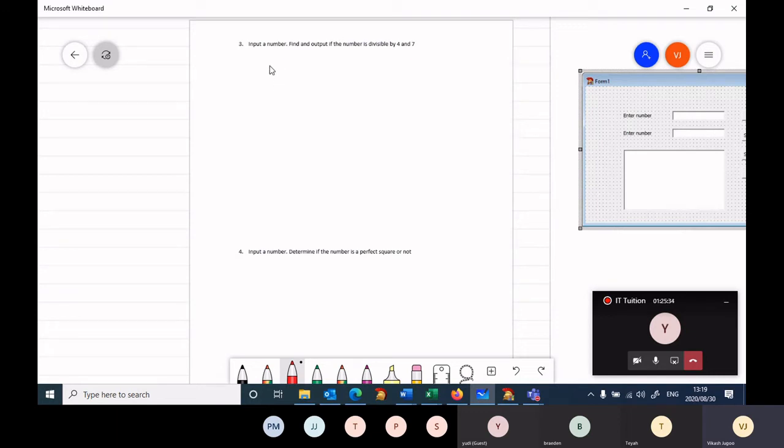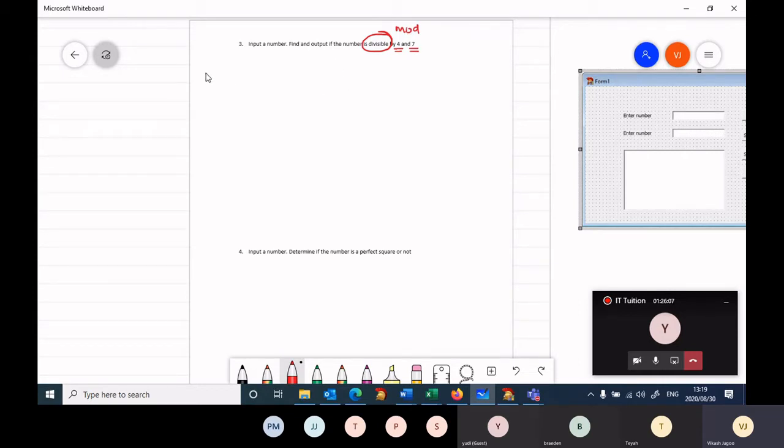In this question, we are going to input a number. And again, we are getting the number from the first edit box, which is edt_num1. And we are going to output if that number is divisible by 4 and 7. So we're looking to see if the number is divisible by two numbers, 4 and 7. And again, the concept of the word divisible comes in, and whenever you use divisible, we are referring to mod. You should have realized that by now.